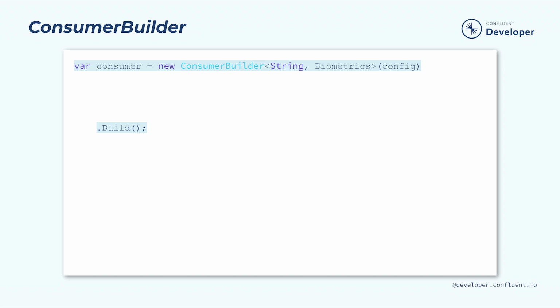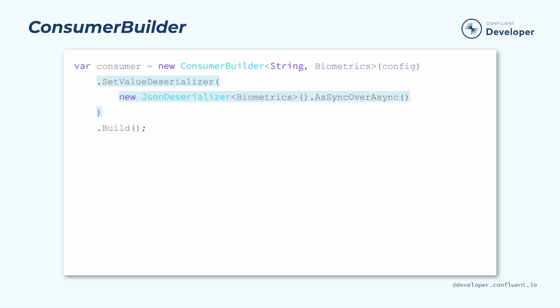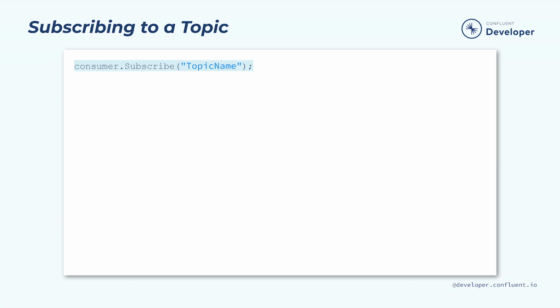Once we have our configuration, the next step is to create our consumer. Again, like with our producer, we create the consumer using a builder. The consumer requires two types, one for the key and one for the value of the message. If those types represent complex objects, then we'll need to specify an appropriate deserializer. If you're using an asynchronous deserializer, you'll need to wrap it with a synchronous one using the AsSyncOverAsync method.